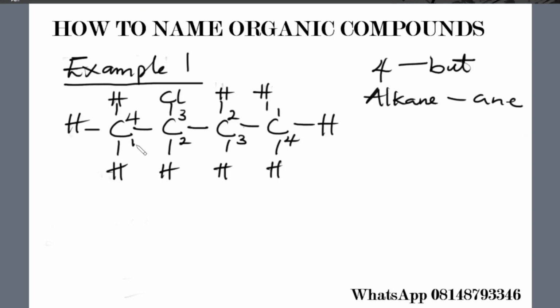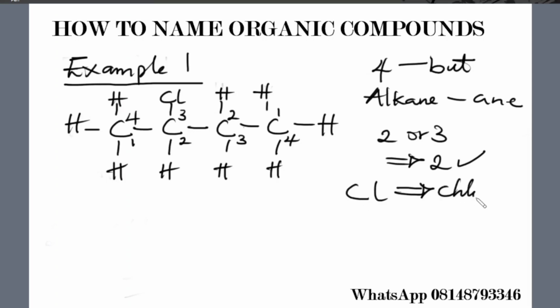Let's check for the lowest value where the substituent is attached. The substituent is attached to this carbon. So counting from left to right, we have 1, 2. We have 2. And then from right to left, we have 1, 2, 3. So the lowest value where the substituent is attached is 2. And then finally, identify the name of the substituent. Cl stands for chlorine.